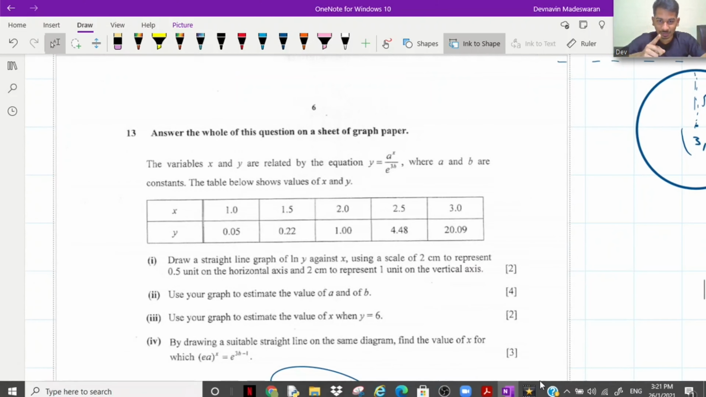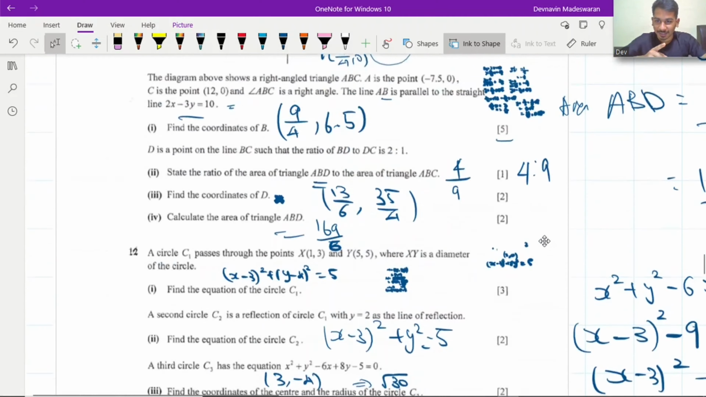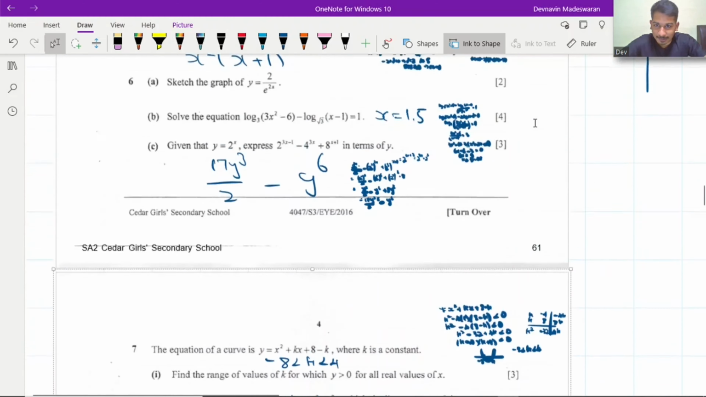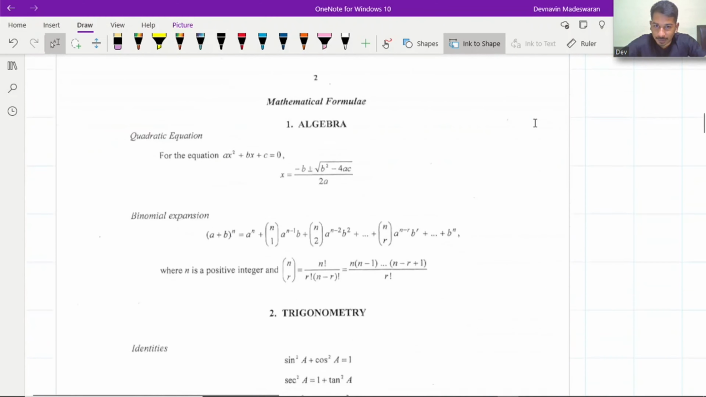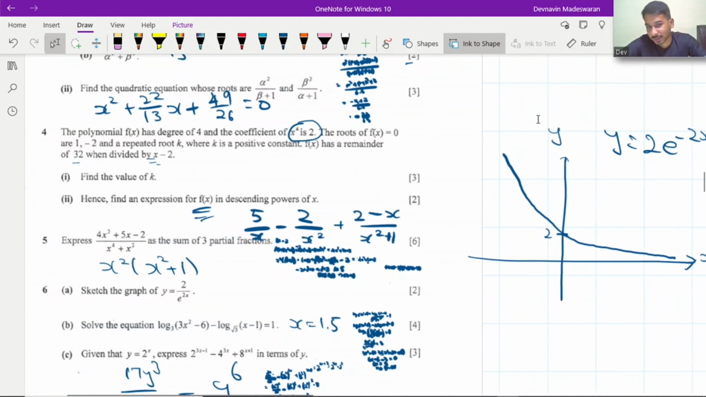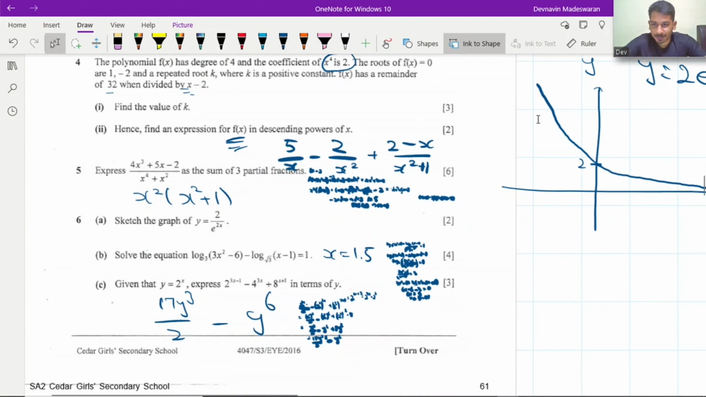Wait, I totally forgot. We have the top question to try. Let me get the top question. There we go, Question 4. Okay, let's try this again. Hopefully I'll understand what's happening. Polynomial f(x) has a degree of 4 and the coefficient of x^4 is 2. The roots of the equation are 1, negative 2, and a repeated root of k.